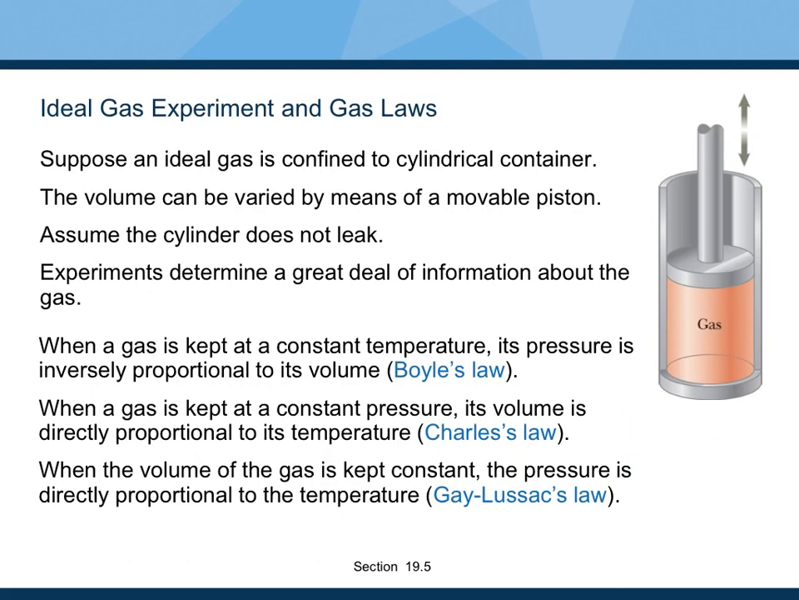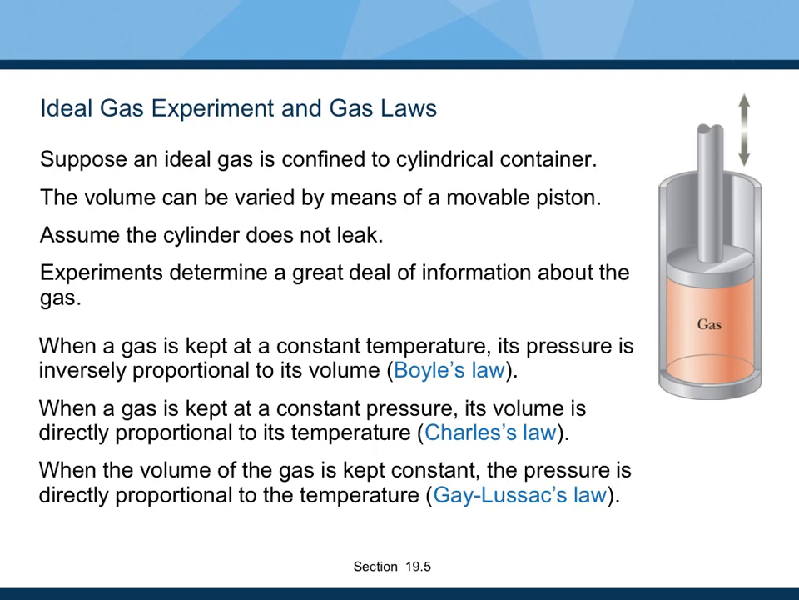When we perform the ideal gas experiment, we can find the relationship between the volume, pressure, and temperature of the gas. For example, we can keep the gas at constant temperature and measure its pressure against its volume. It will give us Boyle's law.